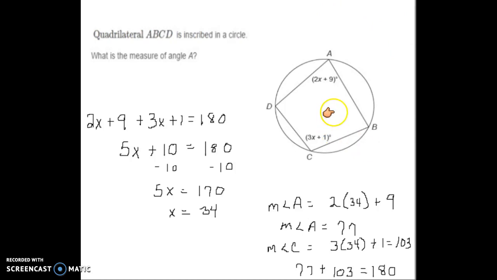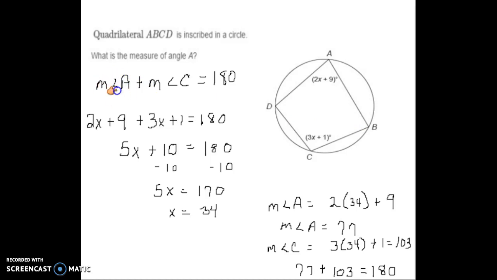You're going to have a few different types of problems where they're going to use variables. So here they tell you that you have quadrilateral ABCD inscribed in a circle. What is the measure of angle A? We've been given two variables here. And we know, same thing, that the measure of angle A plus the measure of angle C is equal to 180 degrees. Opposite angles equal 180. D and B would also equal 180.